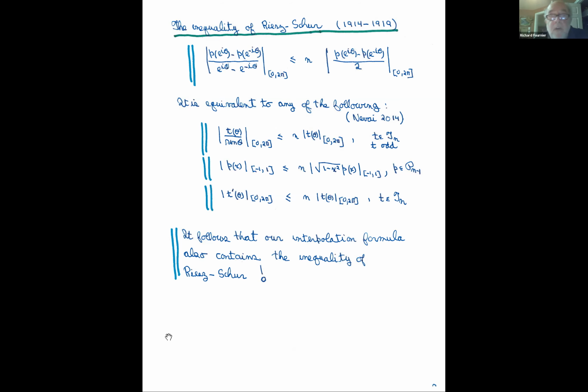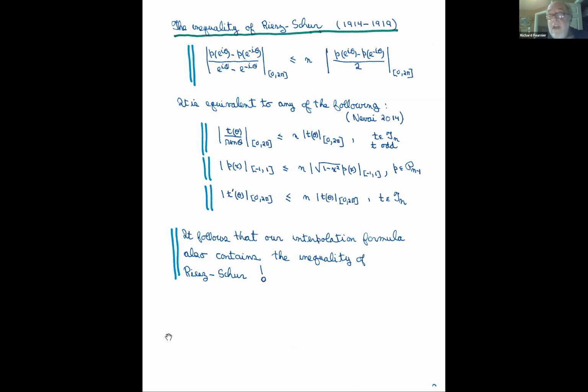So I found this inequality here in a book, and actually I was in Germany. This divided difference here, the maximum of it over the interval from 0 to 2 pi is at most n times the maximum over 0 to pi of e to the i theta minus e to the minus i theta over 2. Okay, after the inequality I showed you before, I was really surprised by this one.